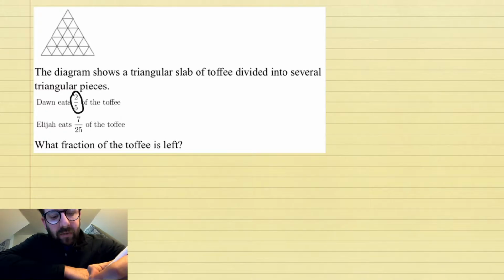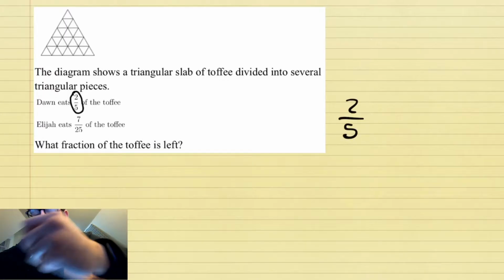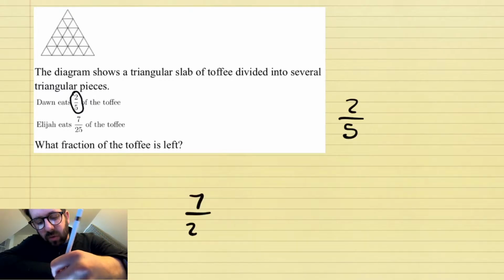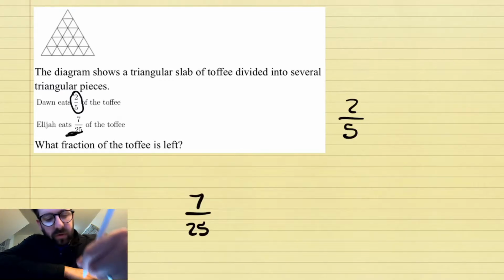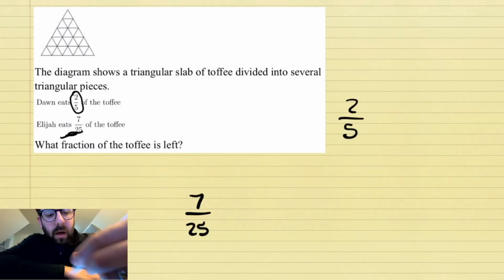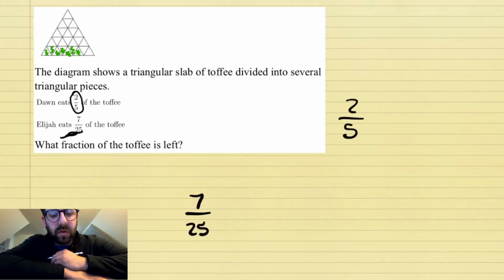Now Dawn ate kind of a weird fraction. Dawn ate 2/5. We need to make this out of 25 because Elijah ate 7 out of 25. That was Elijah's, right? So I'm going to color Elijah's in green. 7 out of 25. So 1, 2, 3, 4, 5, 6, 7. There's Elijah's. That's what he ate.